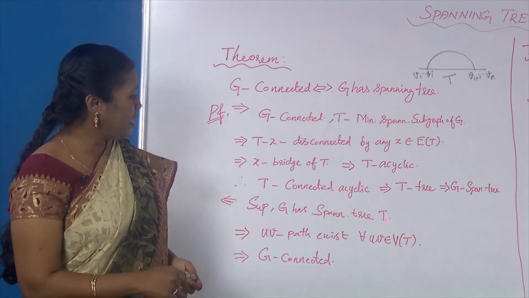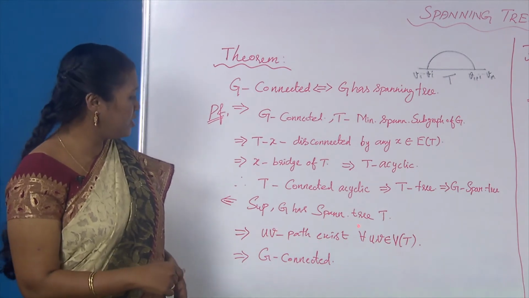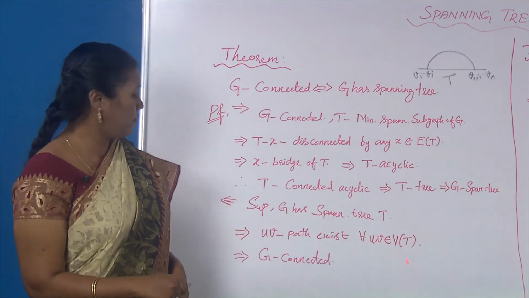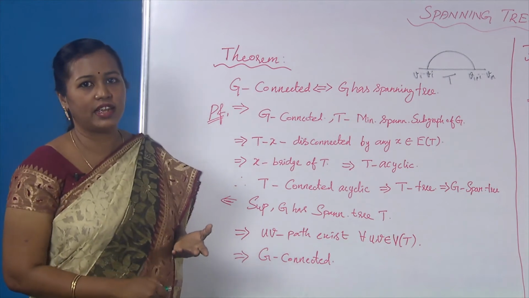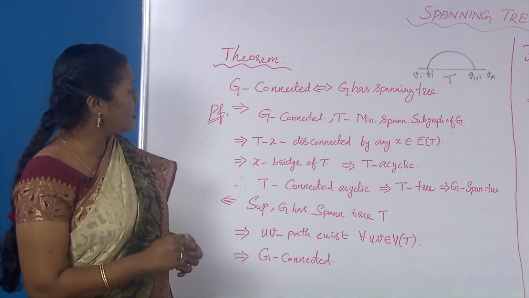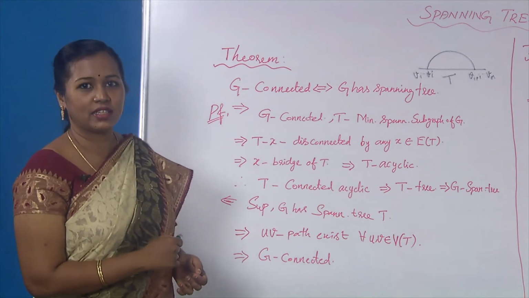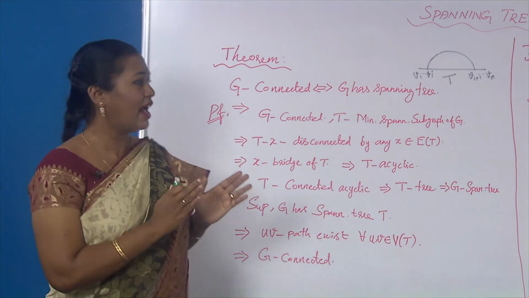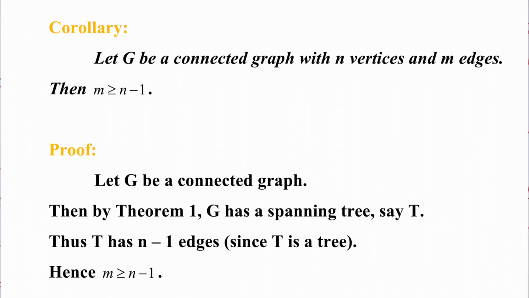If it is a spanning tree, then obviously there is a u-v path existing in the tree for every u, v belonging to the vertex set of T. So, from this it is quite obvious that G is connected. So, G has a spanning tree I assumed, and I have proved that G is connected. So, that proves the theorem of connectedness and G having a spanning tree. Let us now see a corollary to the theorem that we just studied.